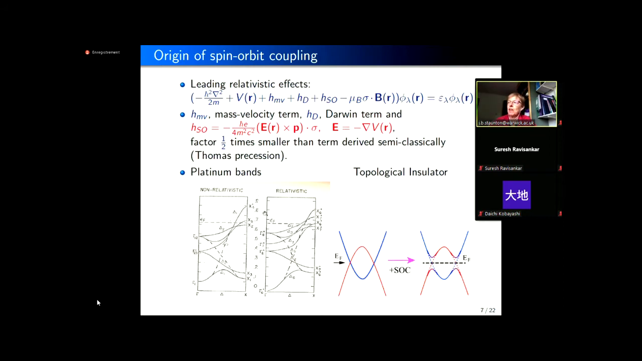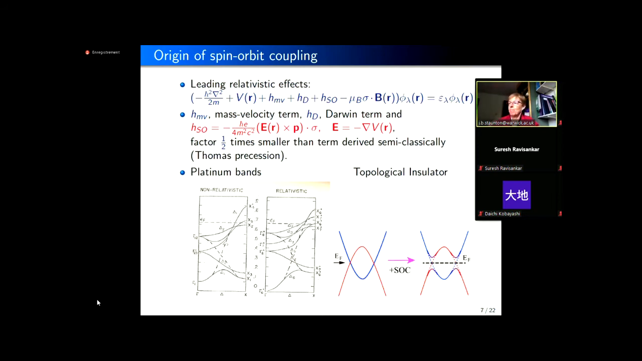Now, what these relativistic terms are doing is that the mass velocity and Darwin terms essentially shift down this free electron band with respect to the d bands, and the spin-orbit coupling is then breaking the degeneracy as you can see here. So you've got two states at the gamma point in the non-relativistic description. We've got three bands here, and so this is a measure of the spin-orbit splitting. So that's a very early calculation.